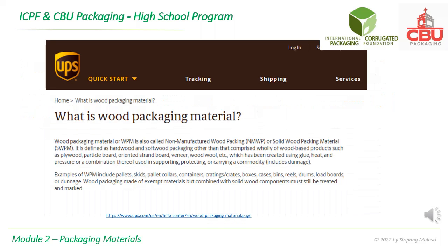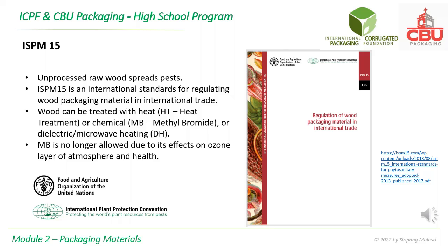Wood packaging materials, or WPM, is also called non-manufactured wood packing or NMWP, or solid wood packing material or SWPM. It is not manufactured like plywood and particle board. WPM are used in pallets, containers, crates, boxes, cases, etc. WPM must be treated to kill pests and marked. Unprocessed raw wood spreads pests.